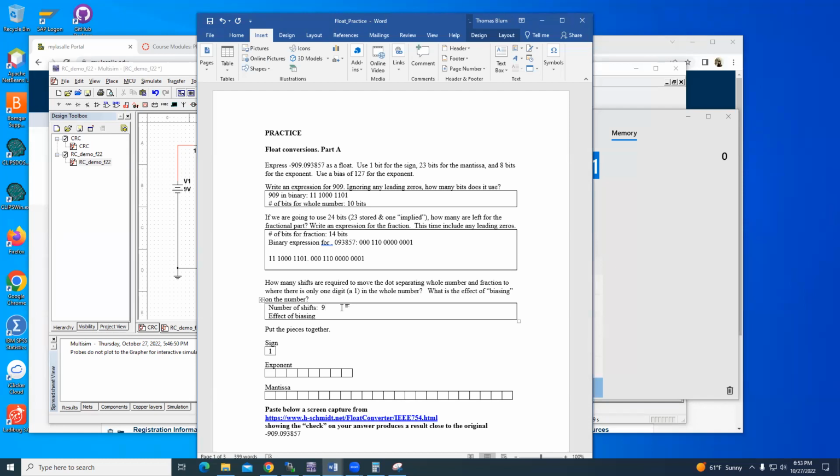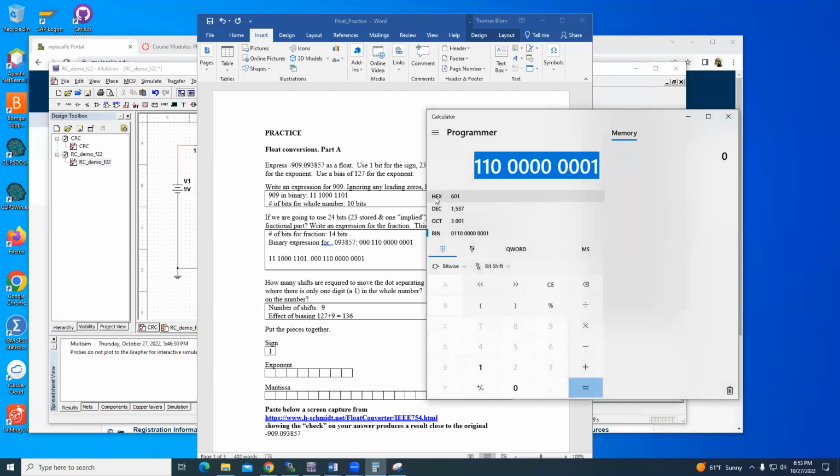It took 10 bits, but I only shifted 9 because of my rule of where the dot goes. And then I have to, what we call, bias it. So I'm going to add 127. And so what is that? 136. You're allowed to use a calculator. All right, so the 136 is my exponent after I bias.